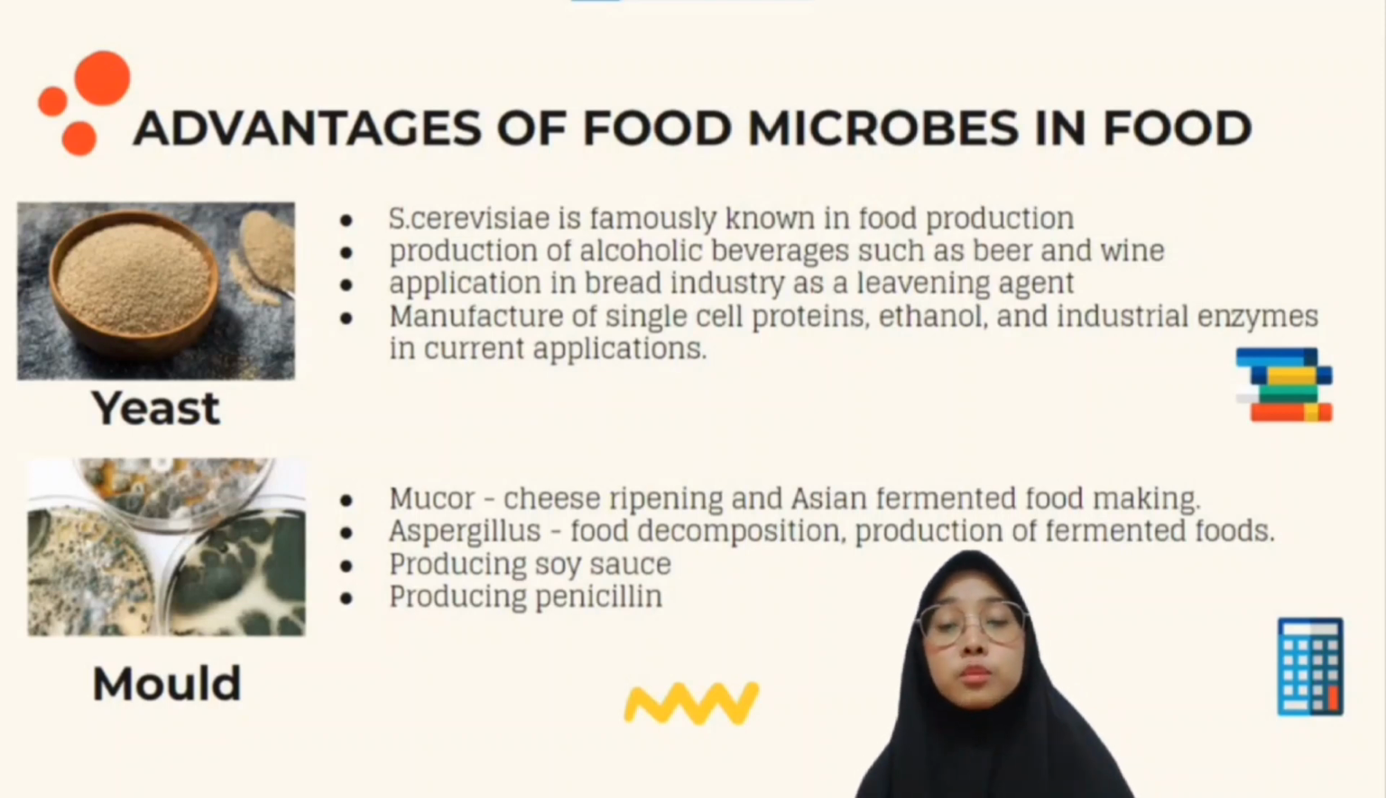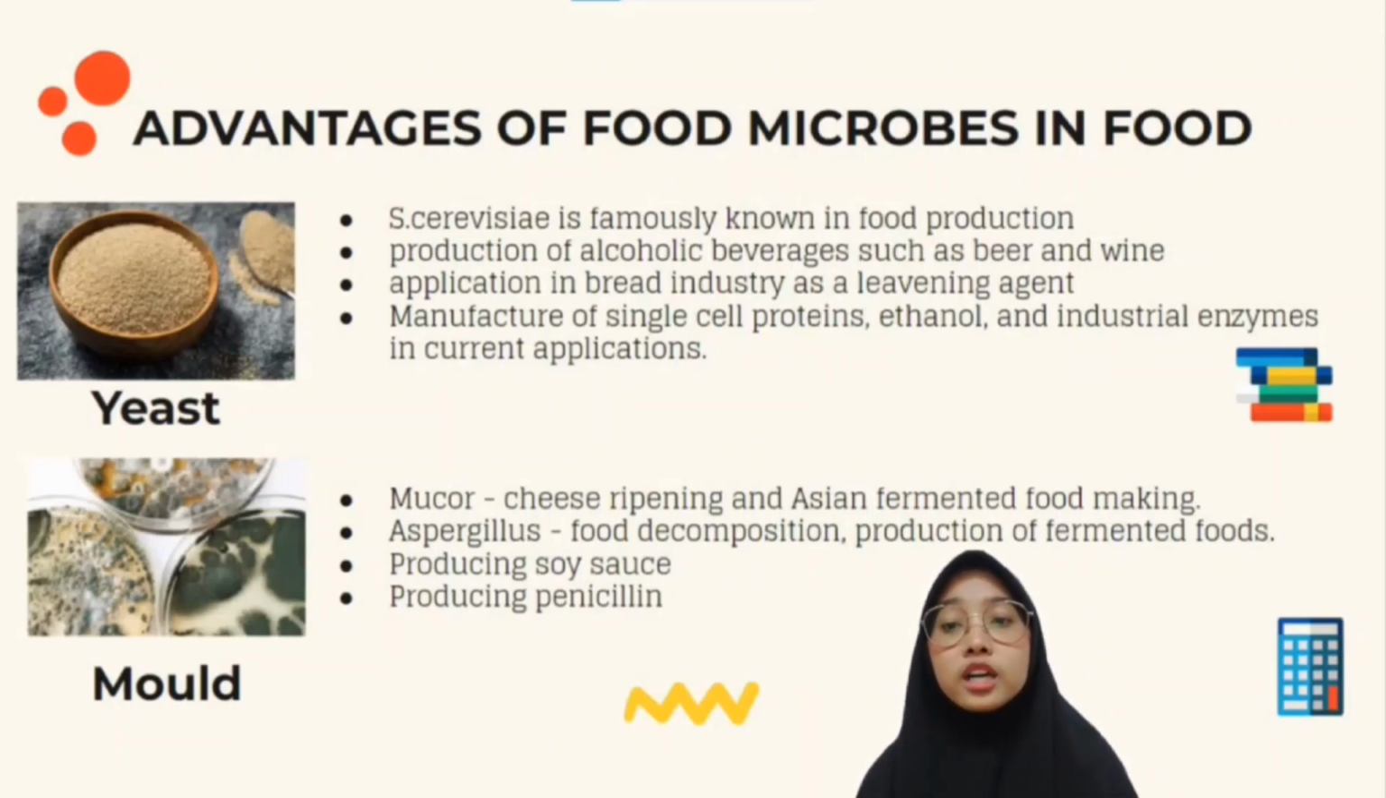Next, we go to the mold. So mold is one of the structures of fungi that can grow and spread on many kinds of damp or decaying organic matter, especially in foodstuff. It is famous for its fuzzy and cottony appearance on the surface of food. So Mucor is one of the mold species that has been employed in food manufacture for generations for cheese ripening and Asian fermented food making.